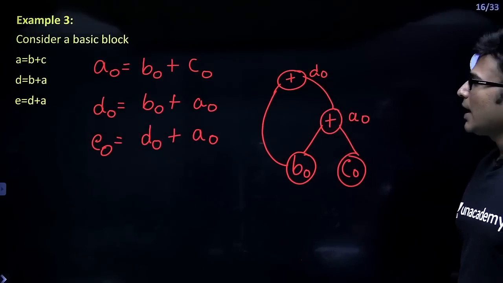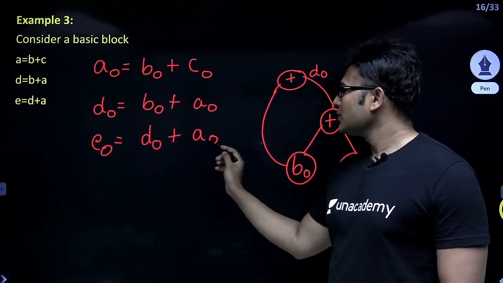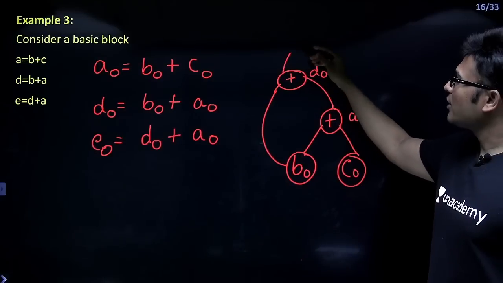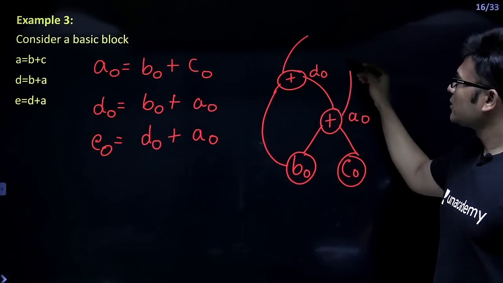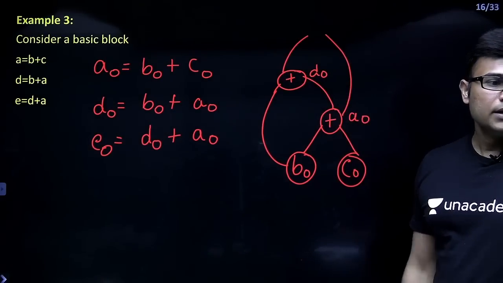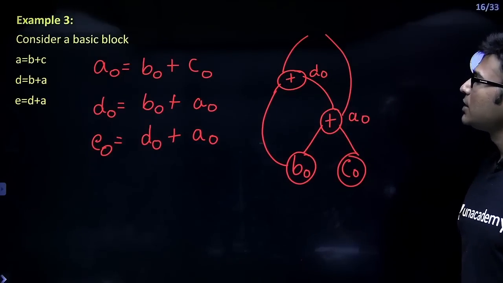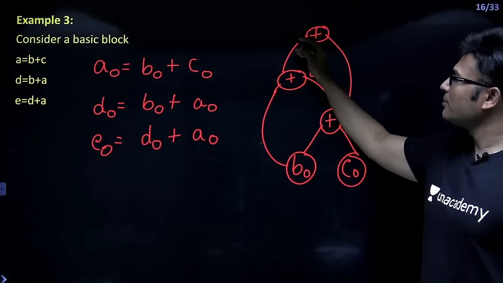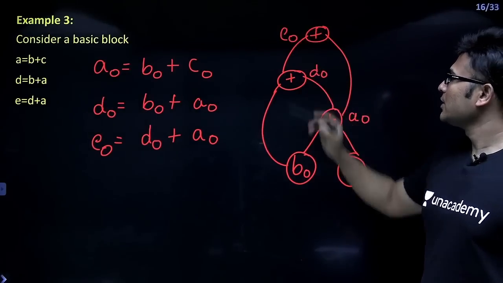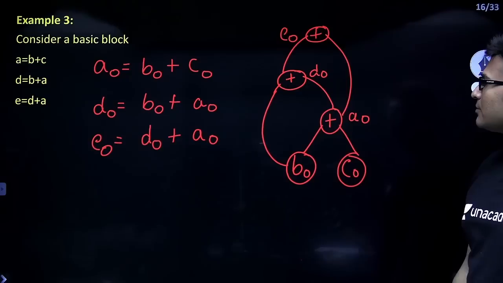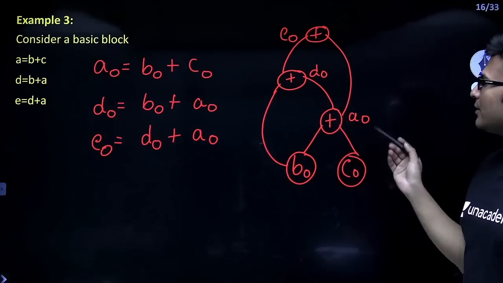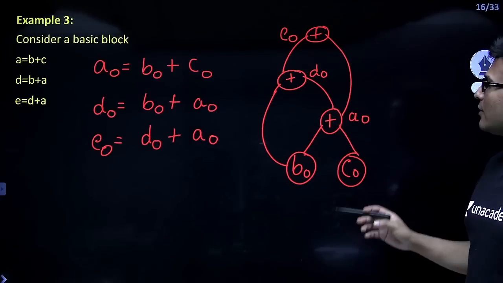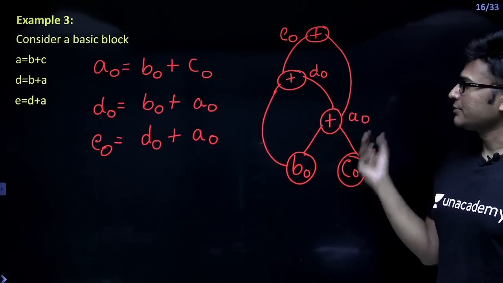Okay, and now D naught plus A naught, which means I have to add D naught with A naught, and I am going to compute E naught, right? So this is the DAG. Now if you observe it, we are actually reusing everything, right?